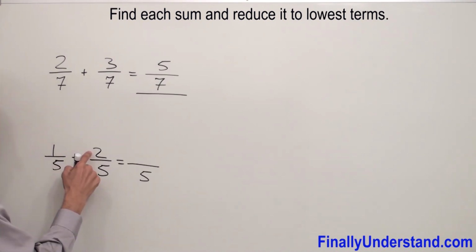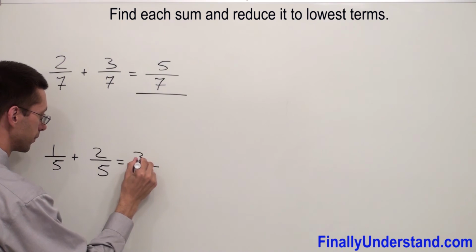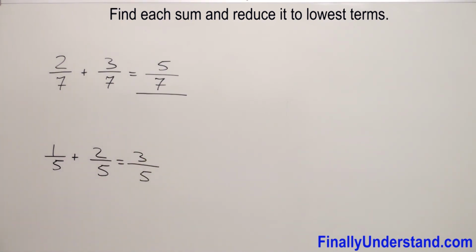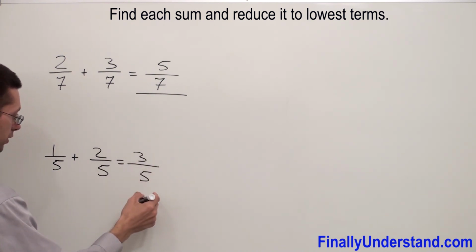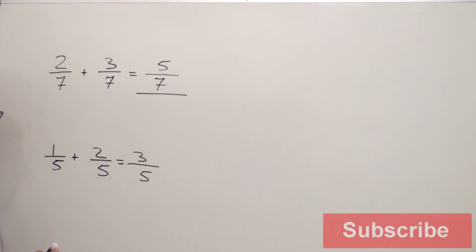1 plus 2 is equal to 3. Again, I cannot reduce anything because there is no common factor for 3 and 5. That's why this is the solution to this problem.